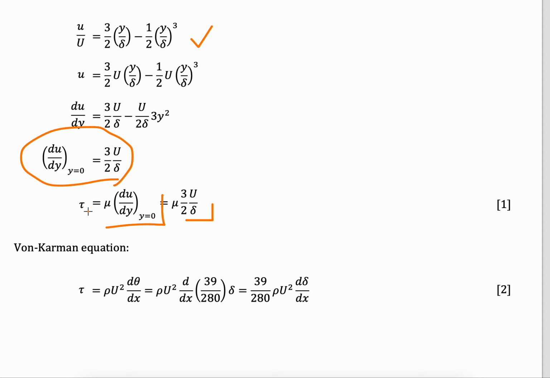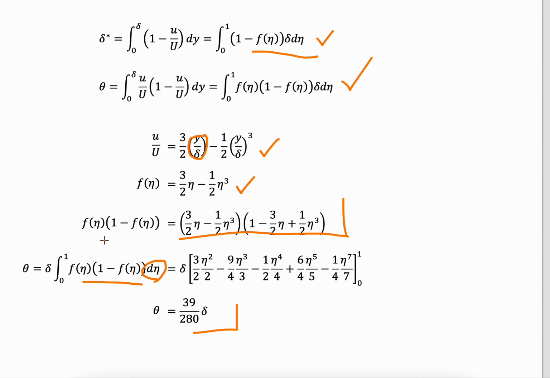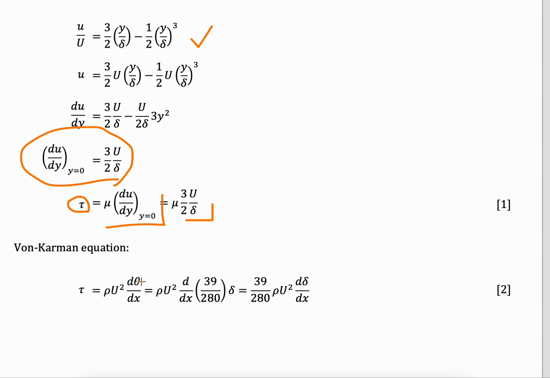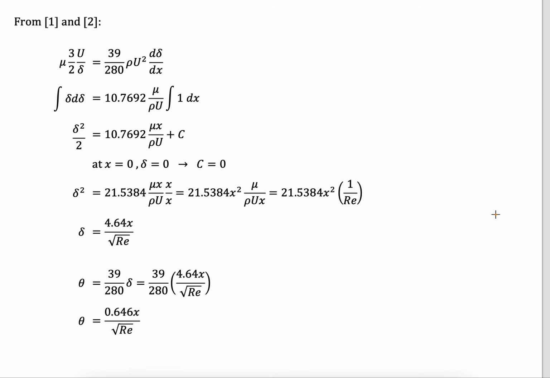So now we have two values of theta. One is from the von Karman equation, and the other is from Newton's law of viscosity. So we substitute the value of theta here, 39 over 280 delta. So we have equation 1 and equation 2.